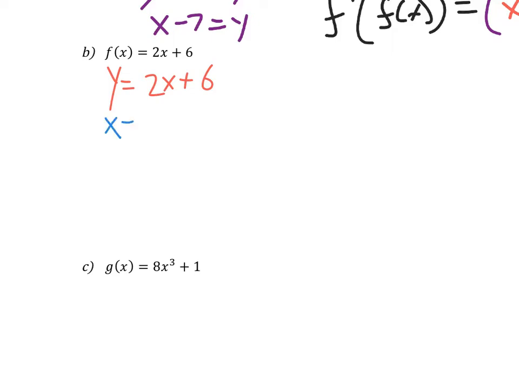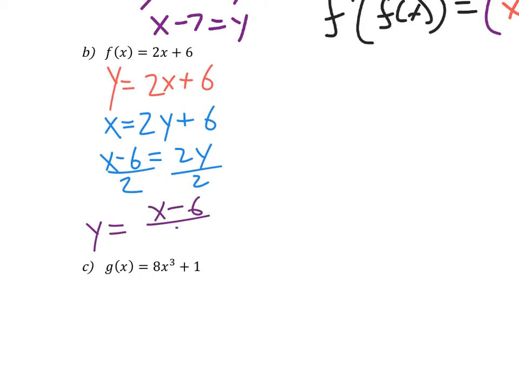Reverse the x and the y. Solve it for y. Subtract 6 from both sides. Divide by 2. And we end up with y equals x minus 6 over 2.